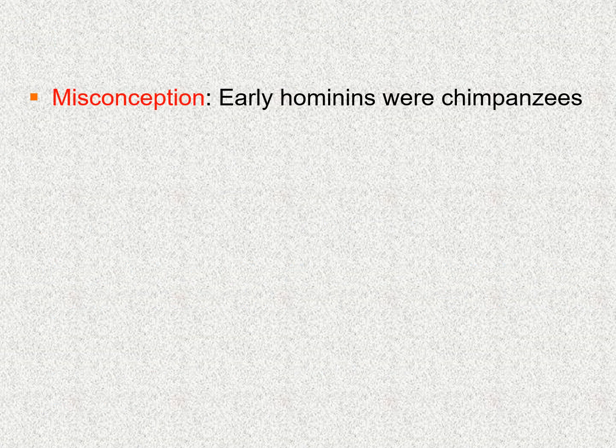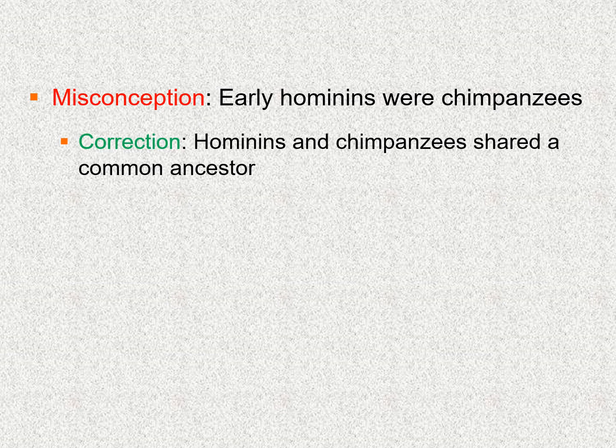Now, there are a couple of misconceptions associated with humans and human evolution. One of them is that early hominids were chimpanzees. I already mentioned that, and some of you may already know this. The correction is that hominids and chimpanzees shared a common ancestor, so they are sister groups. The common ancestor diverged, and basically chimpanzees and early hominids diverged from each other.